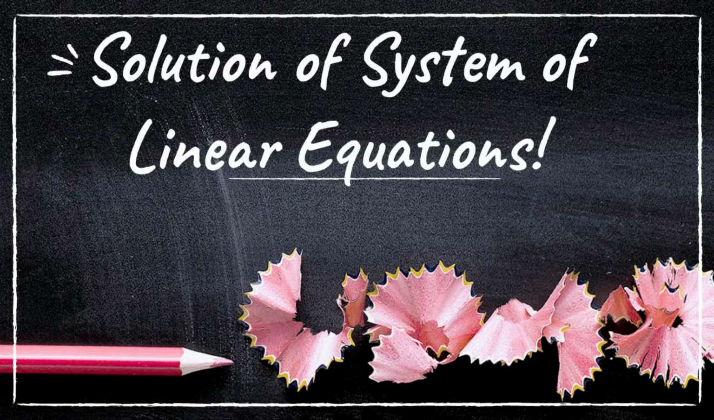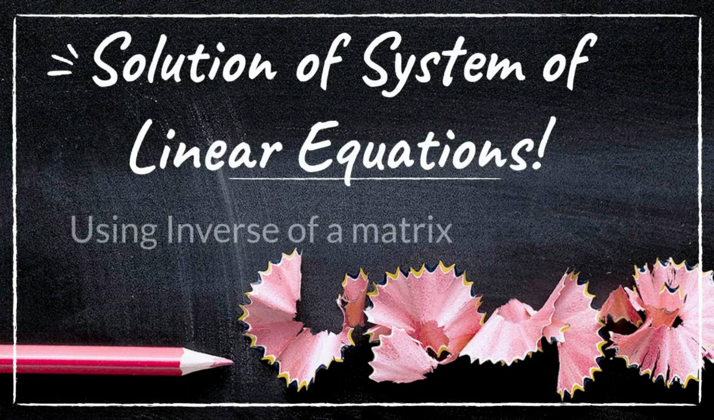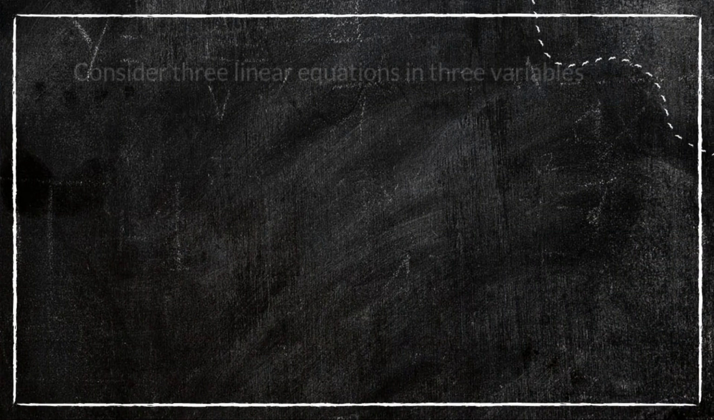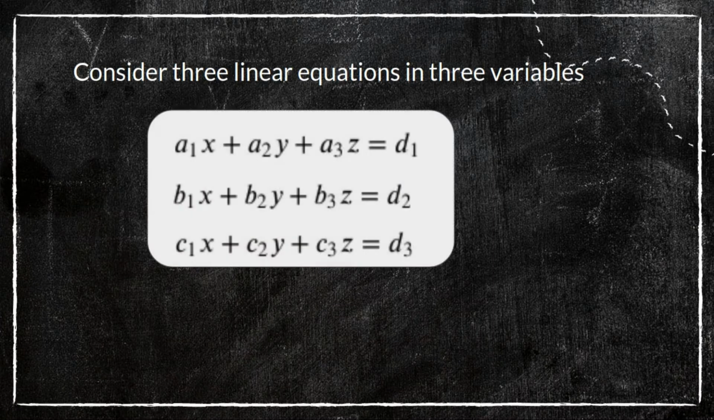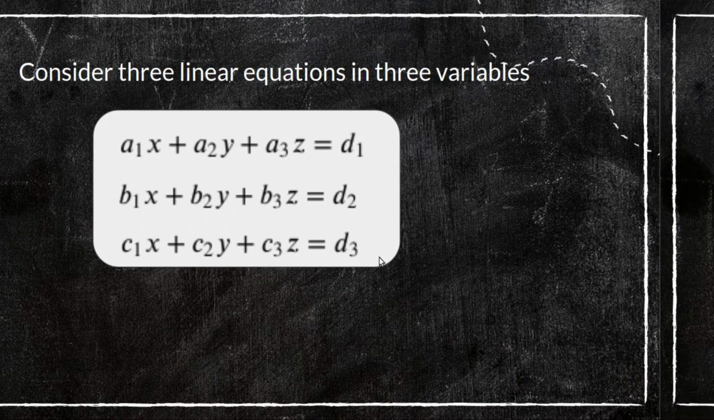Solution of system of linear equations using inverse of a matrix. By using inverse, A inverse, we can find solution of a system of linear equations. Consider three linear equations in three variables: a1x plus a2y plus a3z equal to d1, b1x plus b2y plus b3z equal to d2, and c1x plus c2y plus c3z equal to d3.